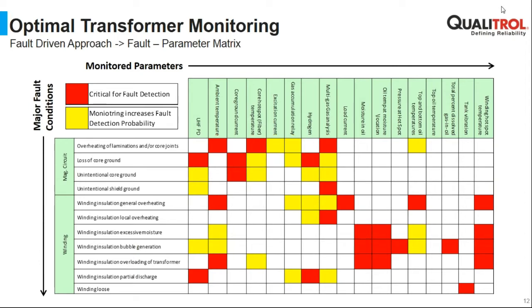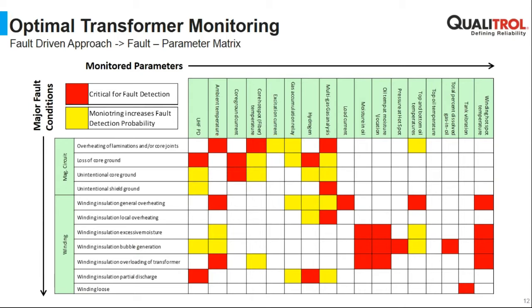So once looking into the different parts, let me take an example. If you're looking at the magnetic circuit, we want to discover once we have a loss of core ground. So how are we going to do that? In that regard, we have to find out first what's going to happen.